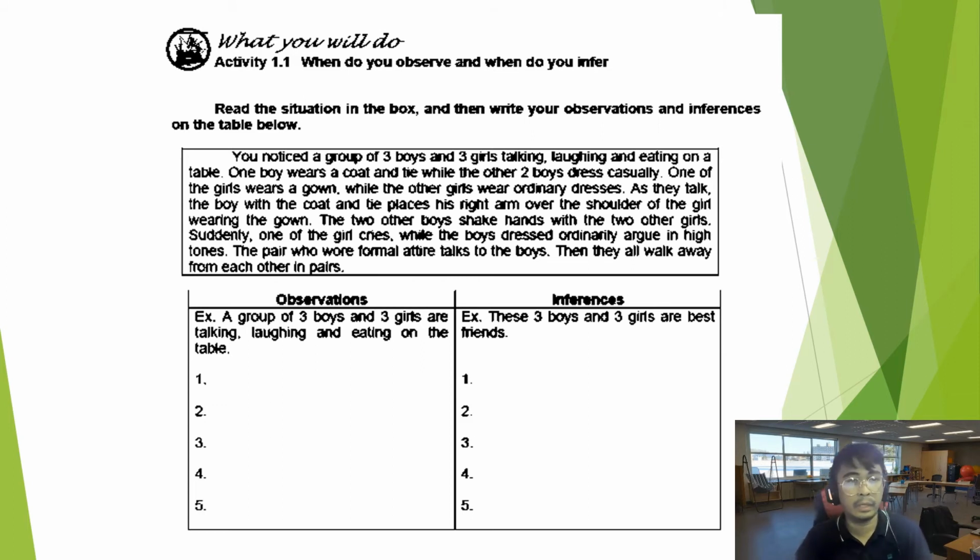So the scenario is presented in the box. You notice a group of 3 boys and 3 girls talking, laughing, and eating on a table. One boy wears a coat and tie while the other 2 boys dress casually. One of the girls wears a gown while the other girls wear ordinary dresses. As they talk, the boy with the coat and the tie places his right arm over the shoulder of the girl wearing the gown.